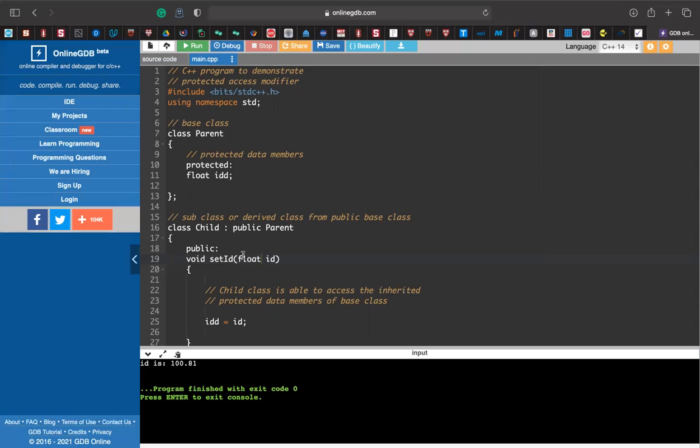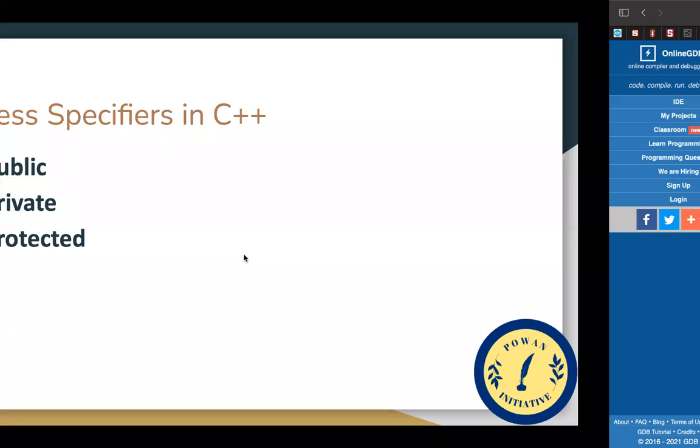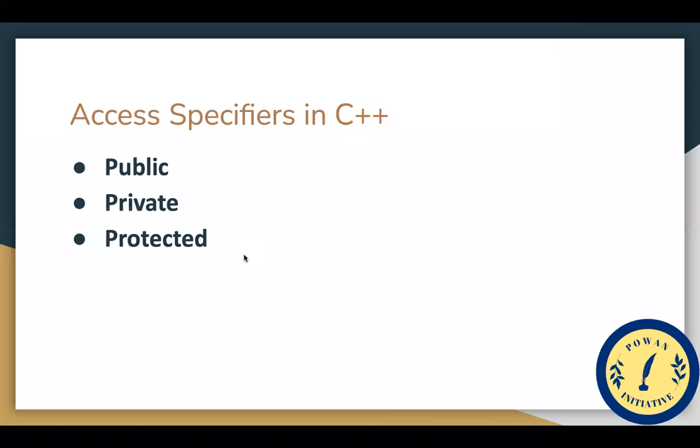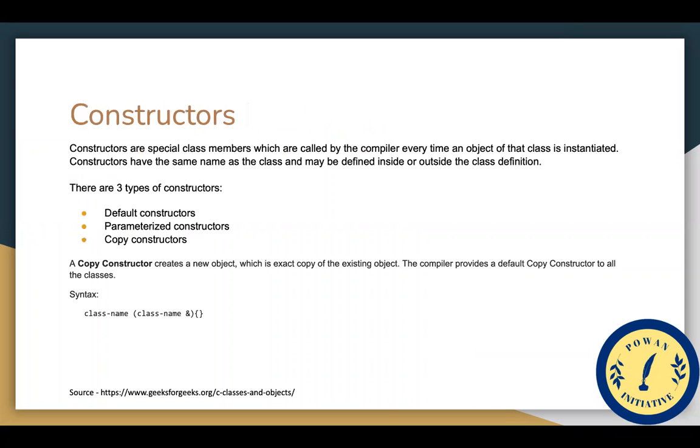Now, as we are clear with the access modifiers, let's look back to our slides and go to our next topic for today. These are constructors. Constructors are special class members which are called by the compiler every time an object of the class is initialized. Constructors have the same name as the class and may be defined inside or outside the class definition.